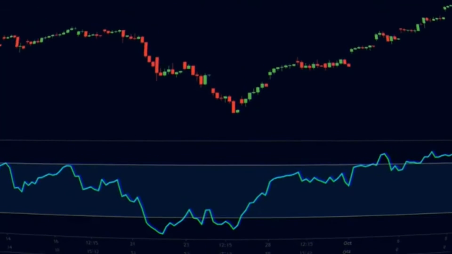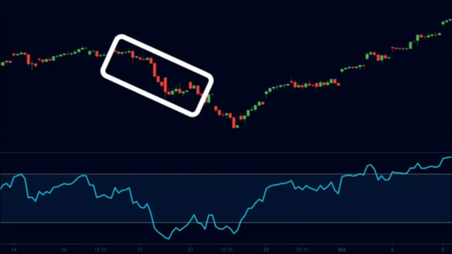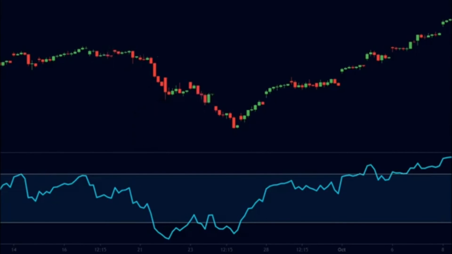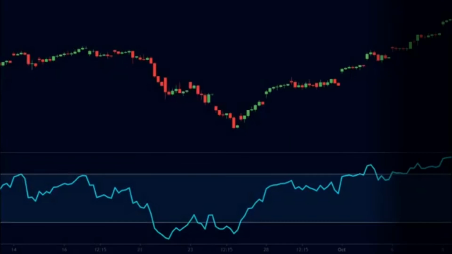Now let us look at a bullish divergence. Here we see that the price makes a strong down move, creates a swing low, and then breaks the swing low to create a lower low. But on the RSI we see that it makes a higher low. Hence, we can say that the price made a lower low while the RSI made higher lows. This is a bullish divergence.